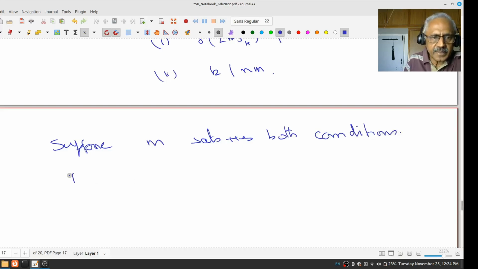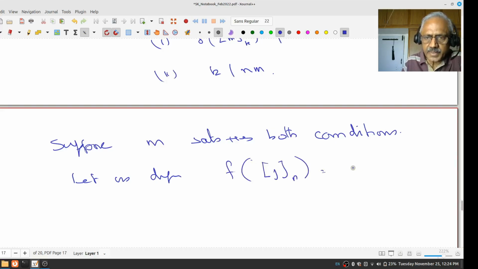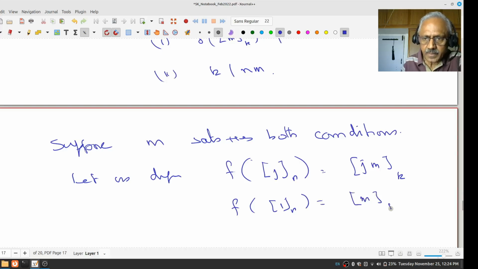Then let us define f of j mod n to be j times k mod m. You understand this? That is, f of 1 mod n is k. That's how you define and extend it.